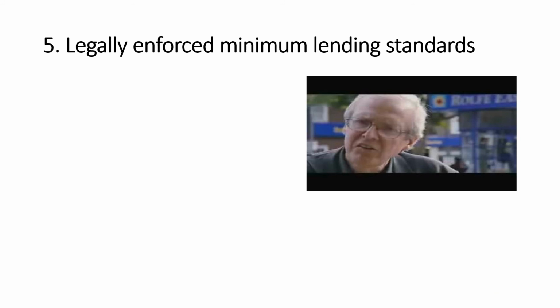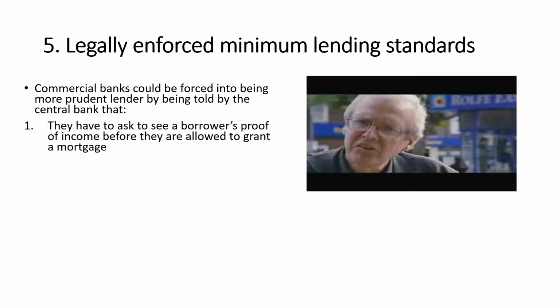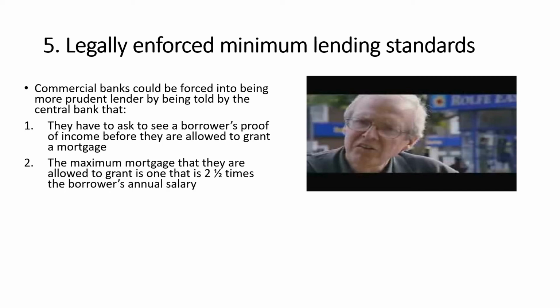Finally, we could look at legally enforced minimum lending standards. Commercial banks could be forced into being more prudent lenders by being told by the central bank that they have to see a borrower's proof of income before they're allowed to grant a mortgage. Maybe they could pass a regulation to say that the maximum mortgage that a bank is allowed to give to a borrower is 2.5 times the borrower's annual salary.